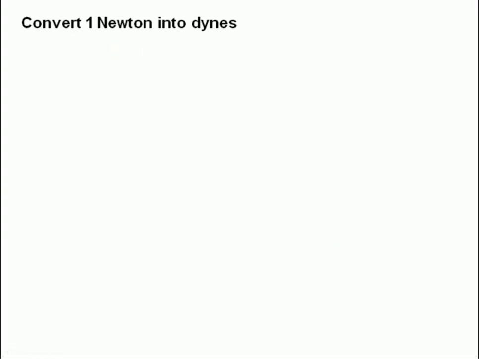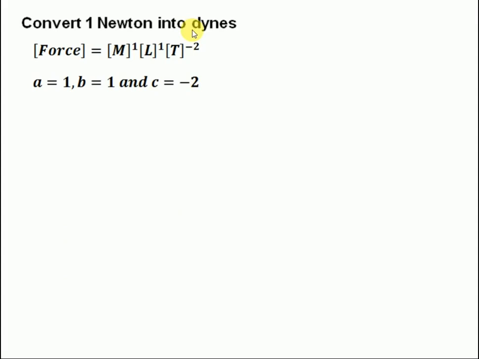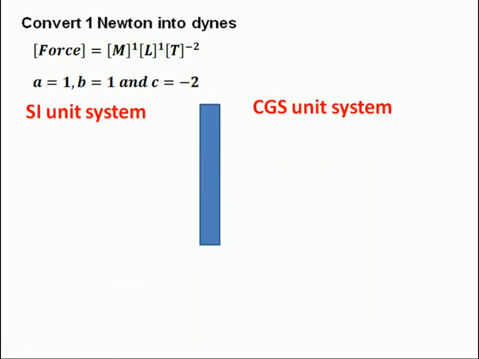Out here the numerical value n1 is 1, so I have to find n2. The unit of force is newton, so I'll find the dimension of force. That is m1 l1 t1 to the power minus 2. So out here a is 1, b is 1 and c is minus 2. Now I'll compare both the unit systems. Newton is the SI unit and dyne is the CGS unit.